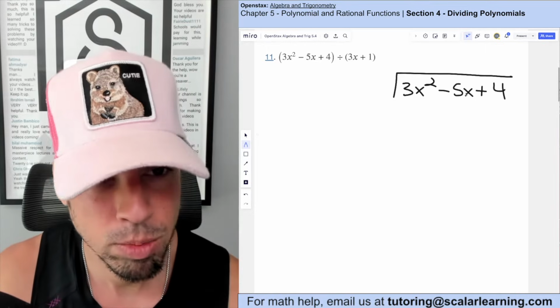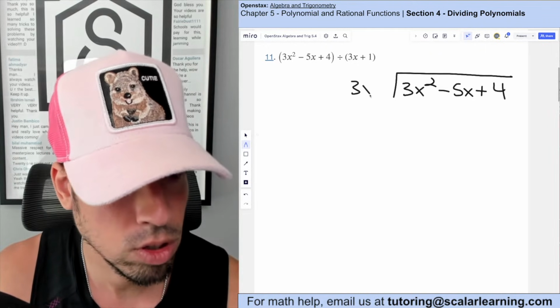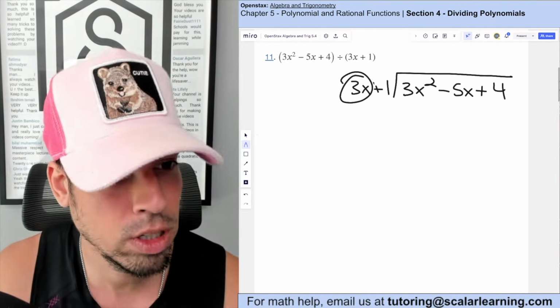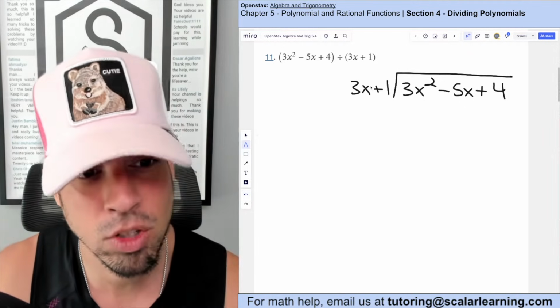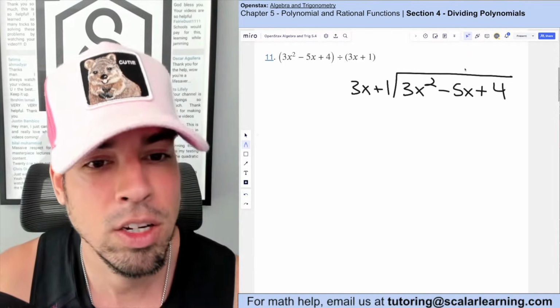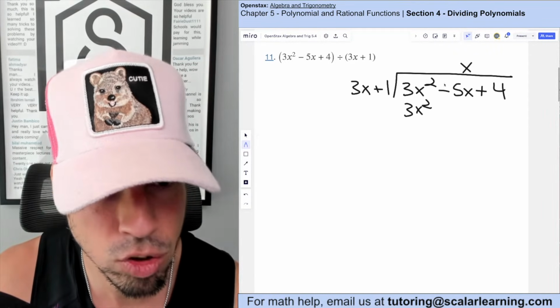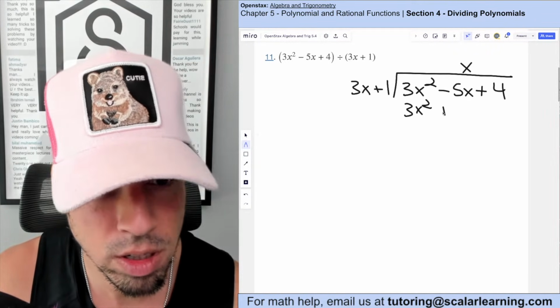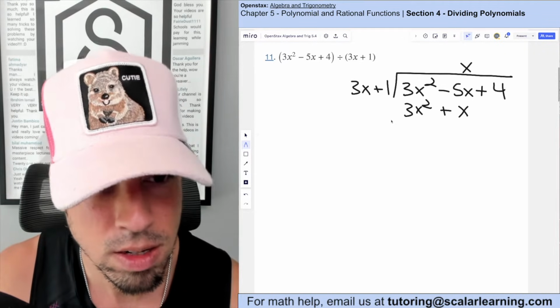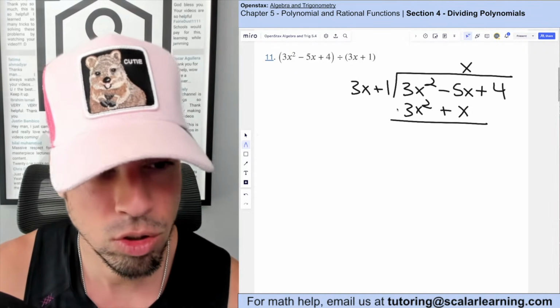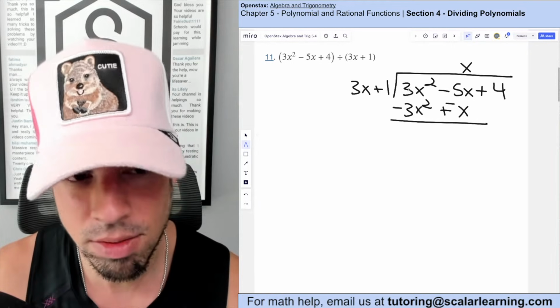And that first polynomial goes on the inside, the divisor goes on the outside. And then we're just looking at the leading terms at first, right? How many times does 3x go into 3x squared? It goes in x times, right? X times 3x is 3x squared. And then x times 1 is x, right? 1x. And then we're going to subtract, or as I like to do, negate, distribute a negative, and then add, same as subtracting.